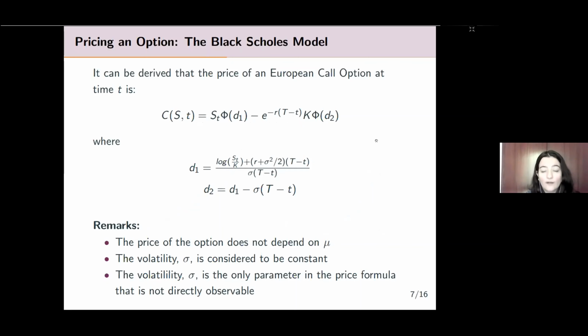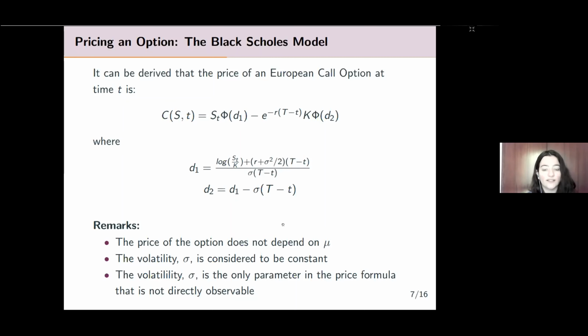In this setting, it can be derived that the price of a call option at time t is given by this expression, where this r is an interest rate, and this denotes the distribution of a standard normal. Now, what I want you to take away from this formula are some important remarks. First of all, the price of the option does not depend on the drift. It can't be found anywhere in this formula. And so if we were to try to generalize this model, it wouldn't be very interesting to try to generalize this drift parameter.